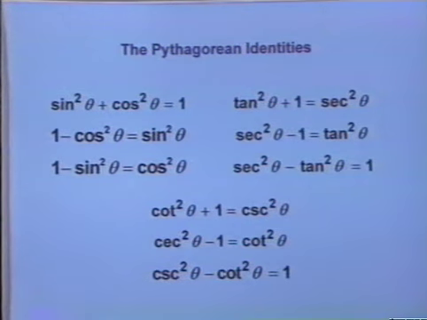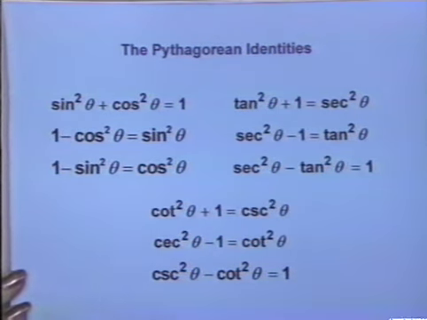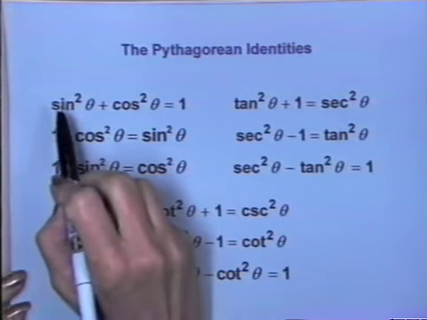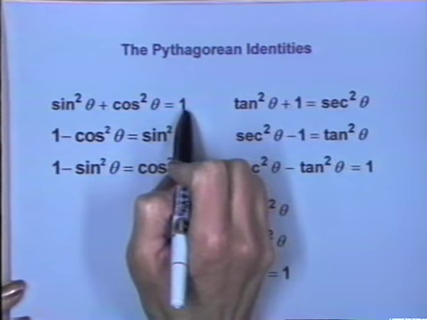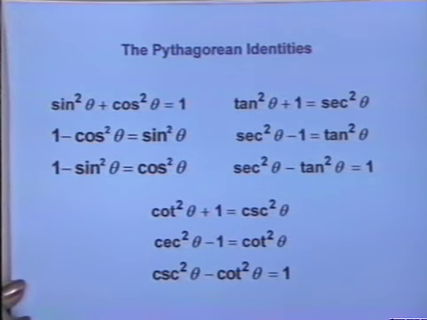Now let's look at a summary of all 9 of the Pythagorean identities. You need to copy all of these down. You need to make sure that you know them. In general, if in your work you have a sine squared theta plus cosine squared theta, then you're going to replace it with 1 because 1 is easier to work with.